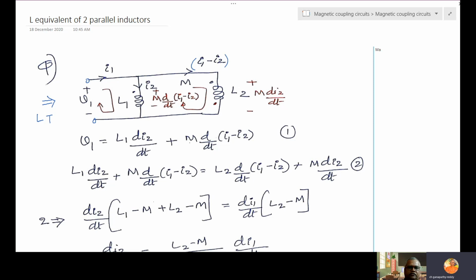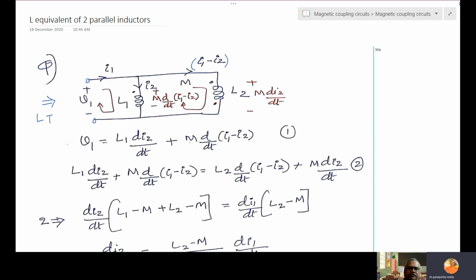So to find L equivalent, what is the normal procedure? Apply a voltage of V1, because of V1 current of I1. Then assume this current I2, I1 minus I2 will flow here. Now I2 entering at dot, sensing at dot. Therefore M di2 by dt. Then I1 minus I2 is entering at dot, sensing at dot, again plus M d by dt of I1 minus I2. This is mutual induced EMF because of L2. This is mutual induced EMF because of L1. Self we can do it later, but mutual terms I have to write first.